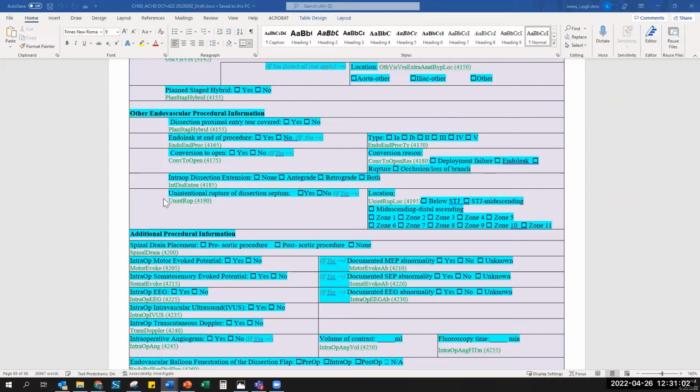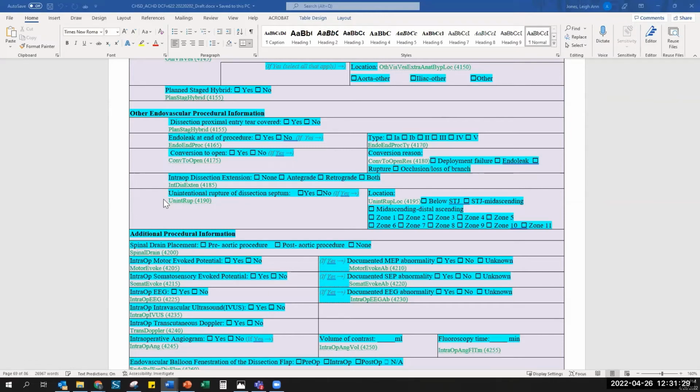And sometimes the surgeon may elect to intentionally rupture this by using a balloon. So this sequence number here, 4190, is just for unintentional. Oops, I did not mean to rupture that septum. And if there is a rupture, where did that rupture occur? Which zone? Where was the location?